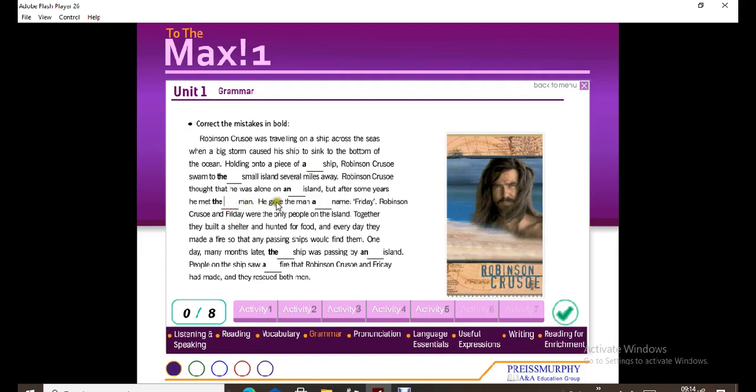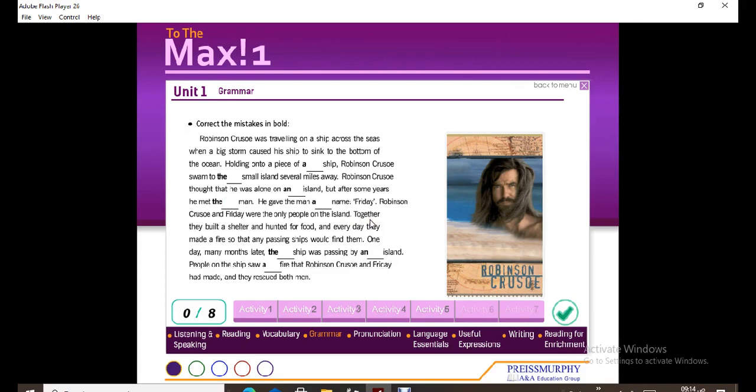Okay. Now, let me continue. He gave the man. Now the man is known for me. He gave the man, for example, the name Friday. Now, Robinson Crusoe and Friday were the only people on the island.